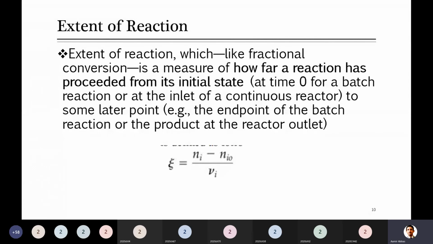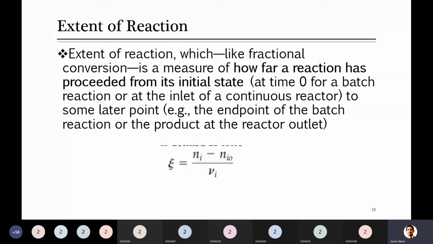For example, you have a batch reactor in which you put something at time 0 and you want to note that after 5 minutes how much reaction has taken place, or how much something is converted. Or maybe if it is a continuous reactor, you are continuously feeding something and you want to check the amount of something at the end of the reactor after the reaction takes 1 hour. You can calculate extent of reaction for any reactant as well as for any product.